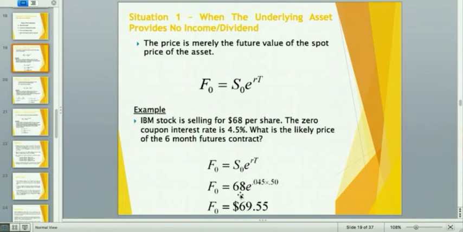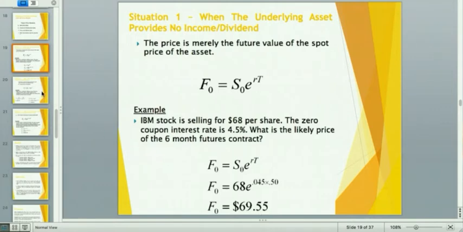Spot price 68 into e raised to the power R. R was 4.5%. We don't directly write percentage, we convert it to decimal, 0.045, into T. T is 6 months for the future contract. So to adjust it for 6 months, 6 by 12, which comes to 0.50. And you get the future price, at least the theoretical fair price of your future contract, right?